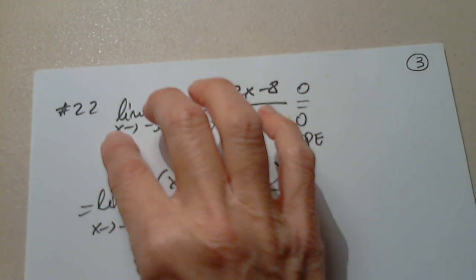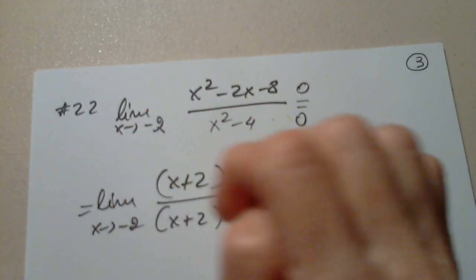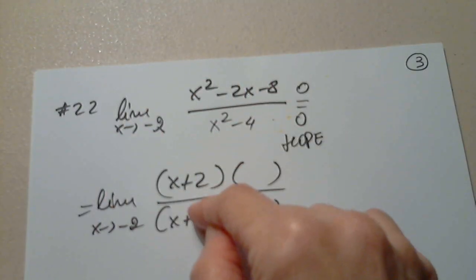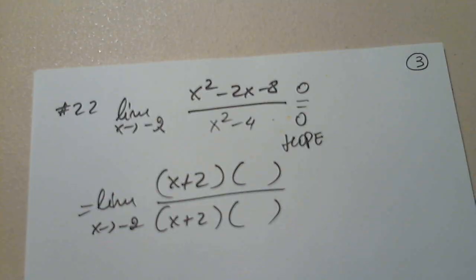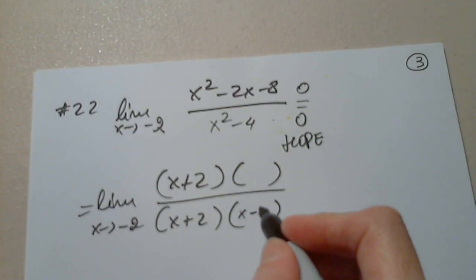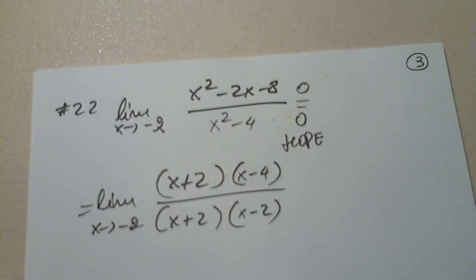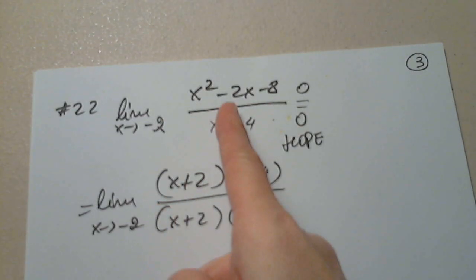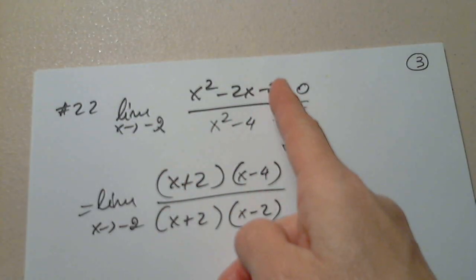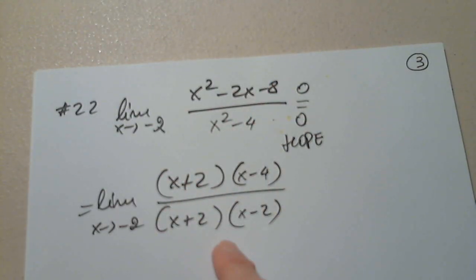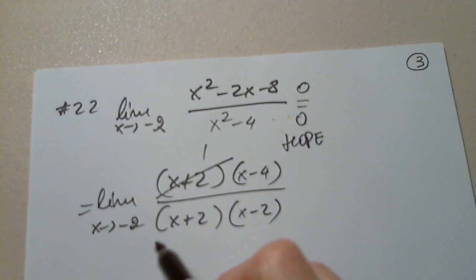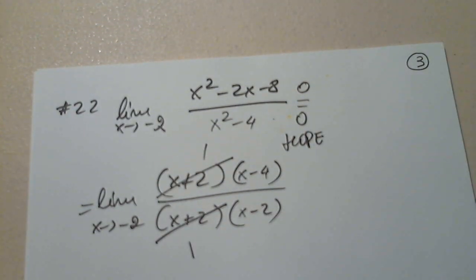So x plus 2, when I move it to the other side, is a factor. So of course here I know the other factor is x minus 2, and here this should be x minus 4. How come? Okay, so let's check. X squared minus 4x plus 2x, 2 times negative 4. And I know that this is factorable. I am able now to eliminate the problem. This is the problem. And now everything is beautiful.